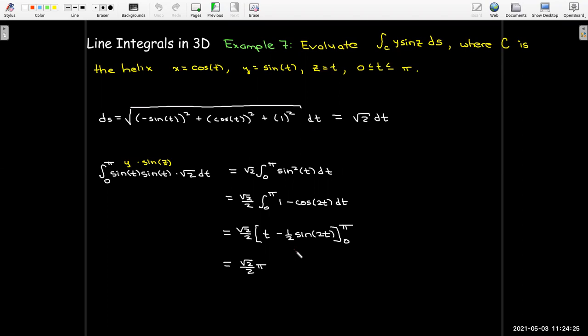So we still have yet to look at line integrals over vector fields as opposed to scalar fields, but that'll come in the next video.